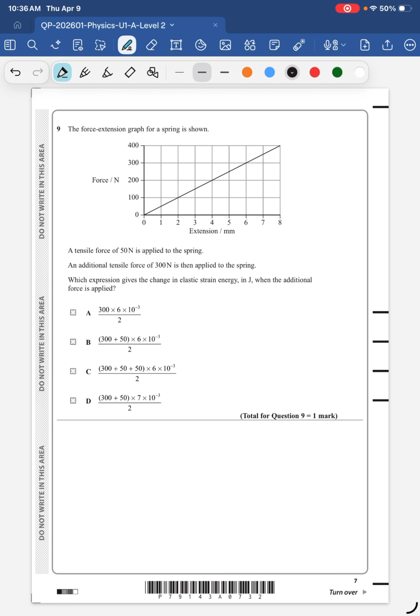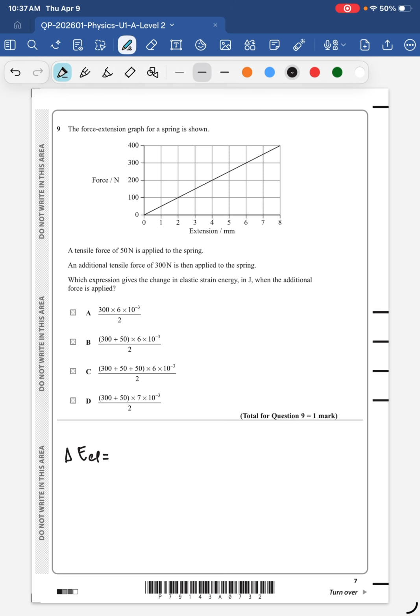Okay, question 9. The force extension graph for a spring is shown. A tensile force of 50 newtons is applied to the spring. An additional tensile force of 300 newtons is then applied to the spring. Which expression gives the change in elastic strain energy in joules when the additional force is applied? So it gave me a lot of trouble, and I was eventually not able to find which option of the 4 was the correct answer. So this is what I did instead. And okay, in the end, I did find the answer, but I couldn't see it from the way these answers are structured.